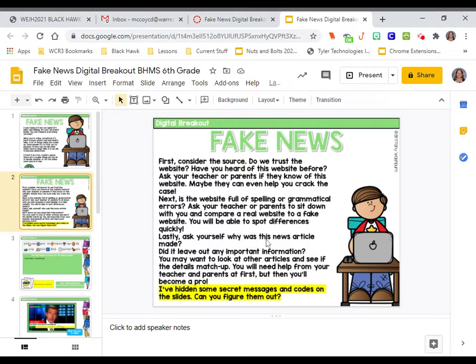Lastly, ask yourself, why was the news article made? Did it leave out any important information? You may want to look at other articles to see if the details match up. You will need help from your teacher and parents at first, but then you'll become a pro. I've hidden some secret messages and codes on the slides. Can you figure them out?